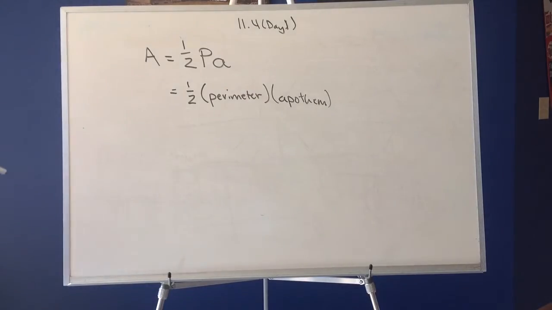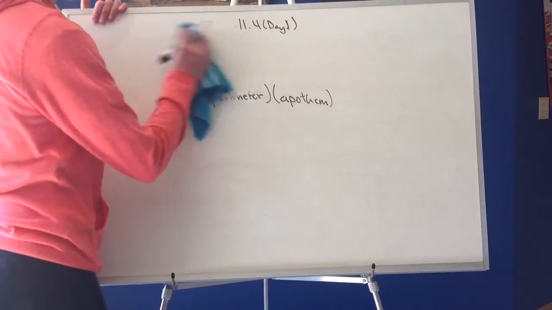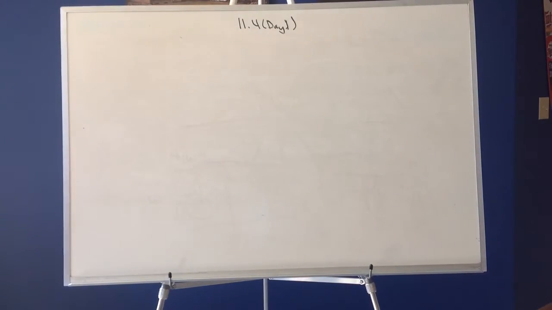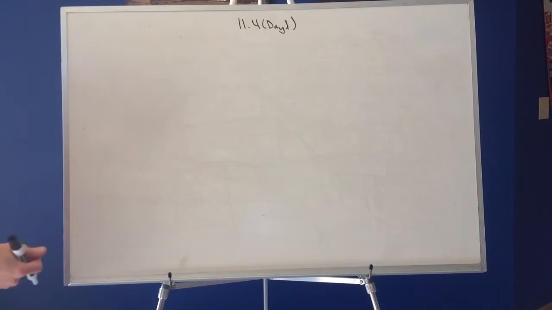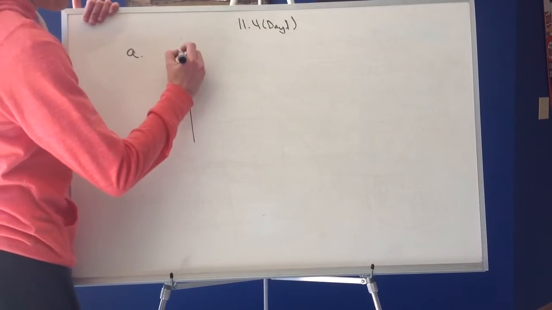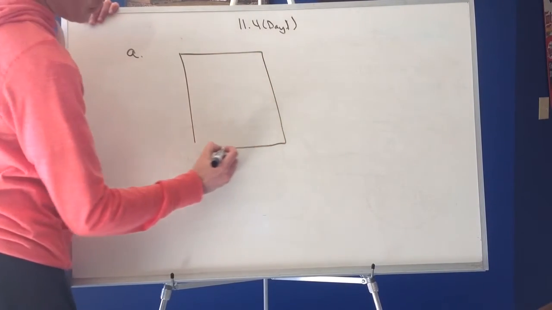Now we're going to limit ourselves to only working with 3 shapes. Okay, we're going to be working with hexagons, equilateral triangles, and squares. You can do it with any regular polygon, but for the sake of simplicity, we're just going to stick with those ones. So the first shape we're going to work with is a square.